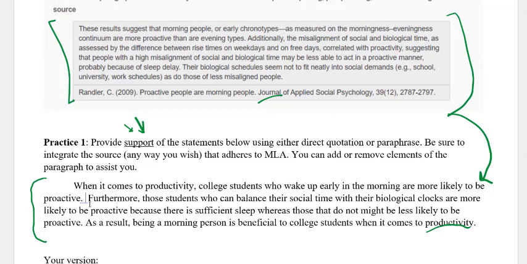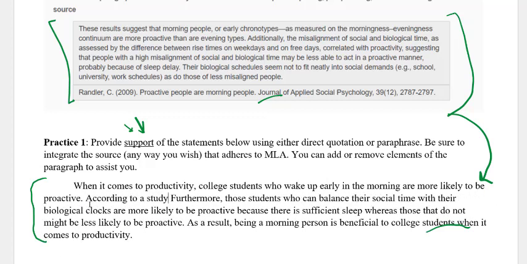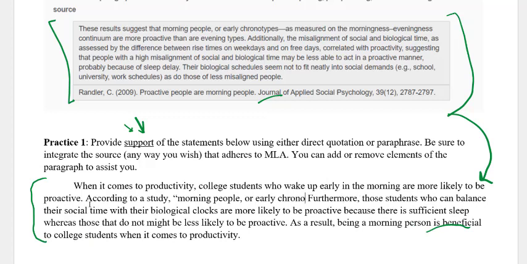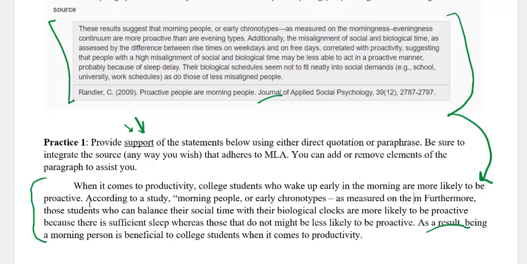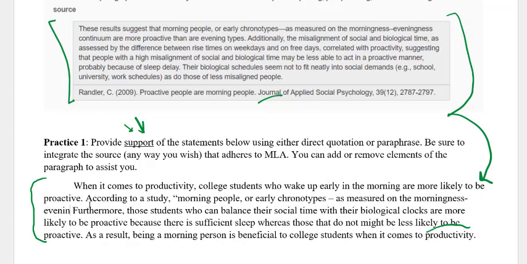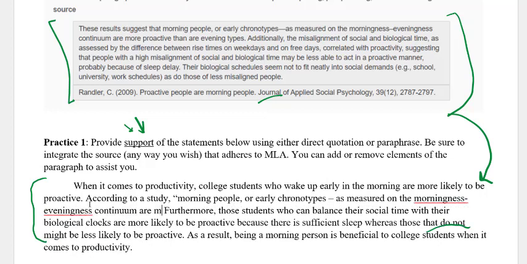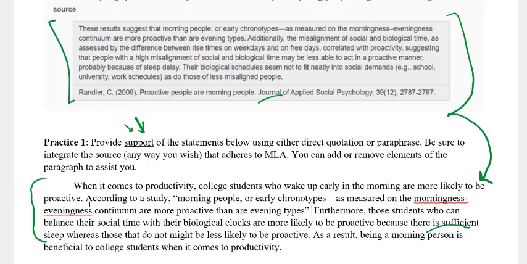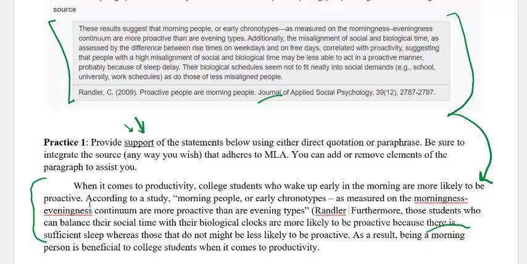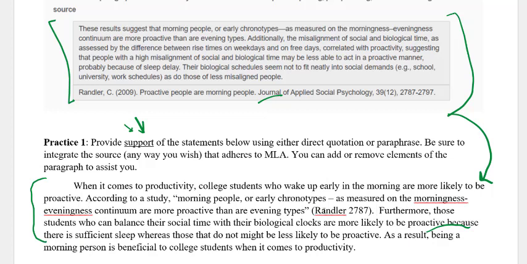Okay. So you could actually add on to here, potentially you can say, according to a study. For a direct quotation, you can say something along the lines of, that morning people or early chronotypes, as measured on the morningness-eveningness continuum, are more proactive. Okay, so let's fix this.